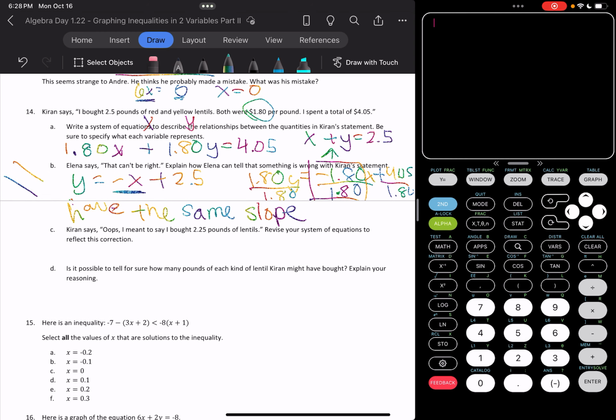So Karen says, oh, whoops, I meant to say I bought 2.25 pounds of lentils. Revise your system of equations to reflect this correction. So if instead of 2.5, Karen buys 2.25, does that change the equation? So that would then be, instead of x plus y equals 2.5, we would have x plus y equals 2.25.